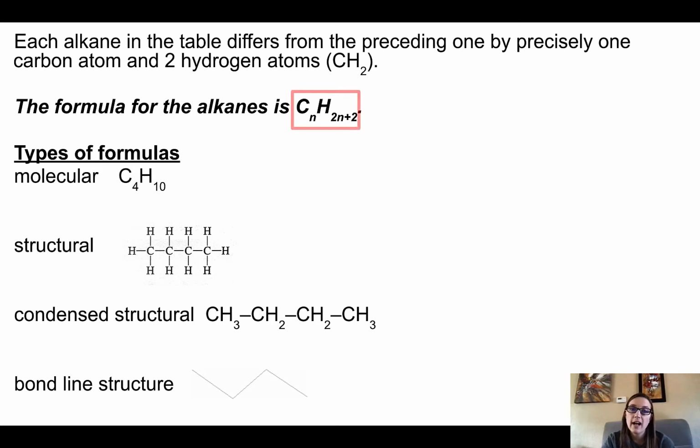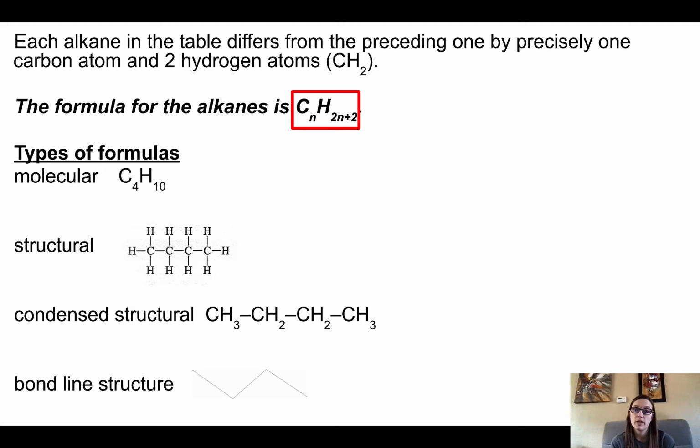The formula for alkanes, this is important. If you know that you have 5 carbons and you know it's an alkane, meaning it's saturated, all single bonds, the formula is CnH2n+2. So if you have 5 carbons, you will have 12 hydrogens. If you have 10 carbons, you'll have 22 hydrogens. Based on the number of carbons, you can tell how many hydrogens it has as well.